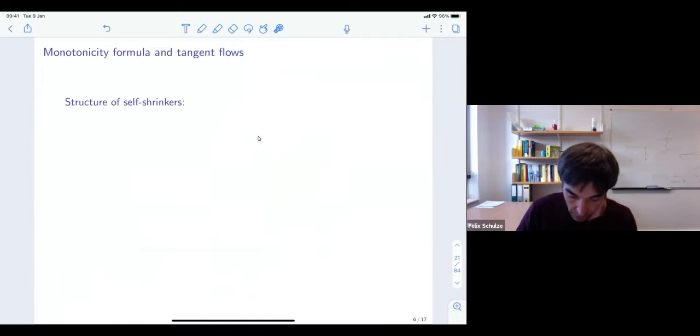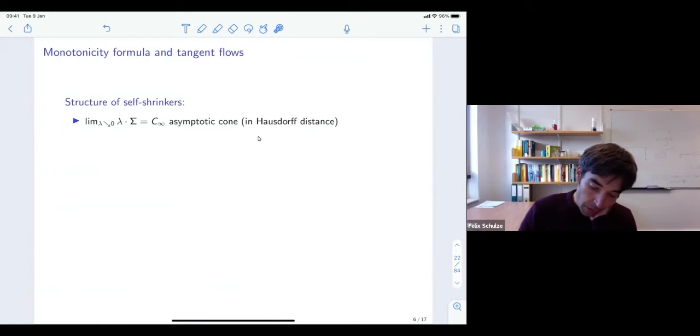Okay, now just a little bit about the structure of self-shrinkers. So I'll come to this point here now. The first thing is one can understand the asymptotic cone of a self-shrinker. So you just scale down the self-shrinker. What is the same thing as scaling this down?